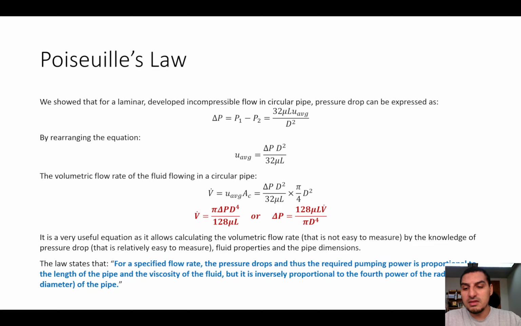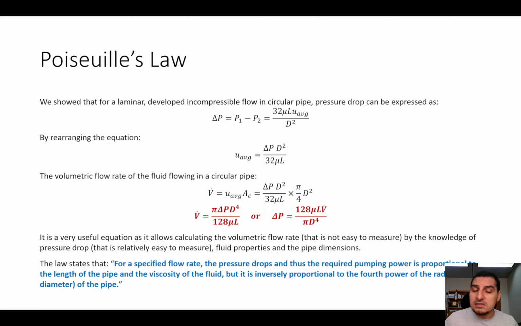So Poiseuille's law states that for a specific flow rate, the pressure drop and thus the required pumping power is proportional to the length of the pipe, as we said, and the viscosity of the fluid, but it's inversely proportional to the fourth power of the radius or the diameter of the pipe. So this is a very, very important thing to keep in mind.